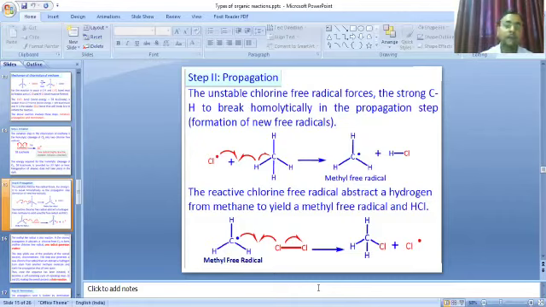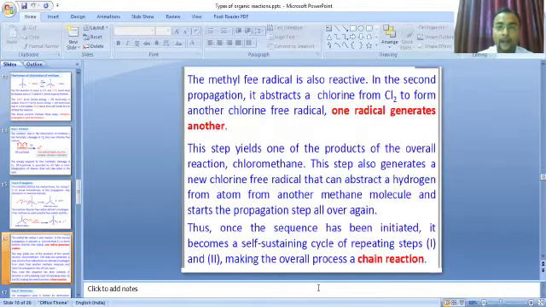This chlorine free radical again reacts with the methane molecule to give the methyl free radical, and this methyl free radical again reacts with the chlorine molecule to give the product. So again and again this reaction occurs. And here you can see that the methyl free radical is also reactive.